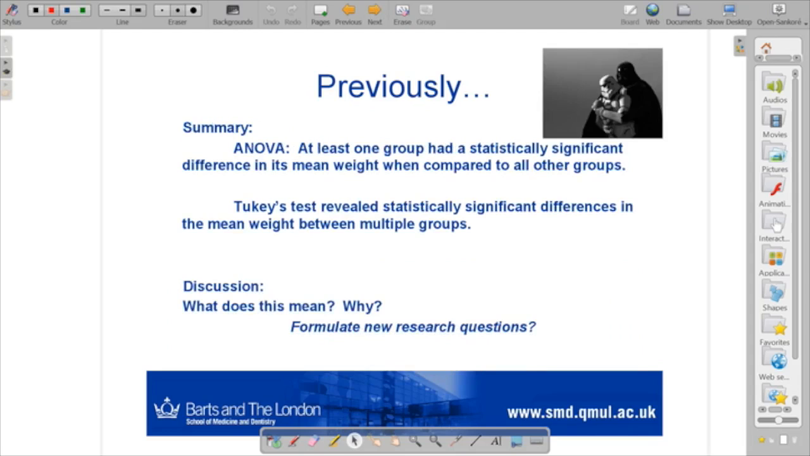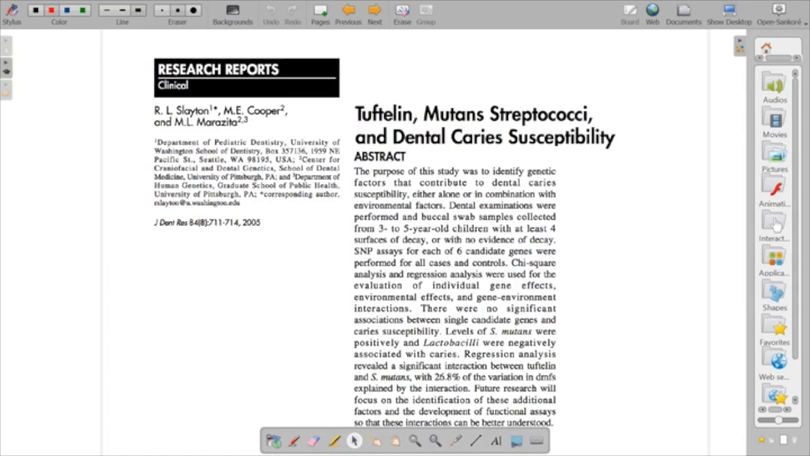And now, of course, because this is a hot research topic, the burning questions are, what does this all mean? Why did we see these differences? Why is there a difference between each of the groups, or at least some of the groups? And so that then leads us to formulate further research questions and undertake further analysis. But before we do that, I want to try and set a little bit of context with the article that was going around.